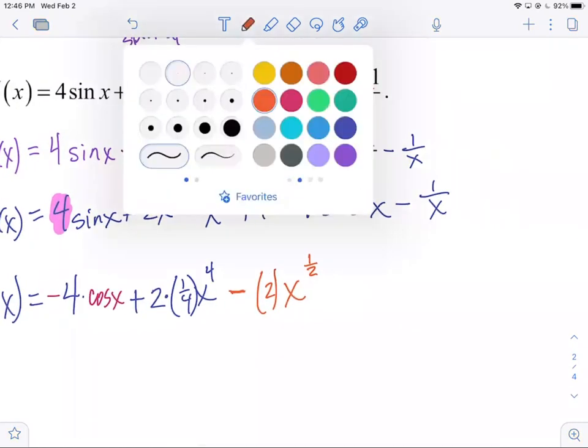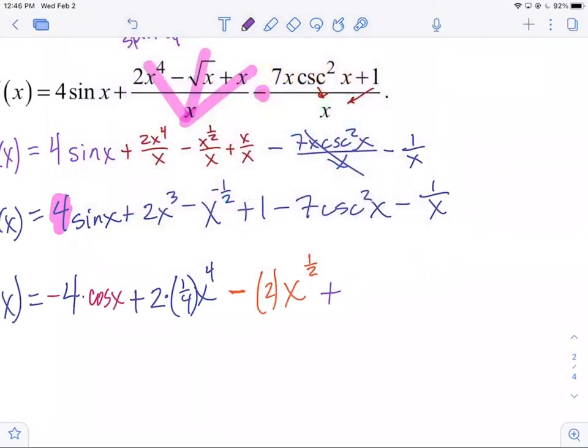Awesome. Next term, we have a 1. What is the antiderivative of 1? X. Good. If it's a constant, all you have to do is add an x to it because the derivative of x is 1. If it were 5, the antiderivative of 5 is 5x. Are we okay? All right. So those all take care of the power rule. Constants, you add an x.